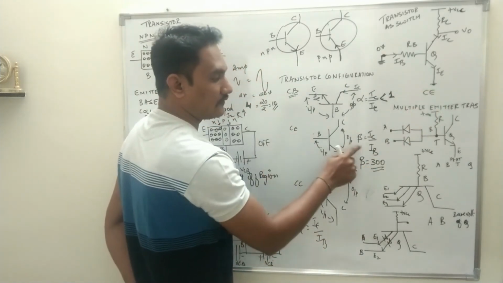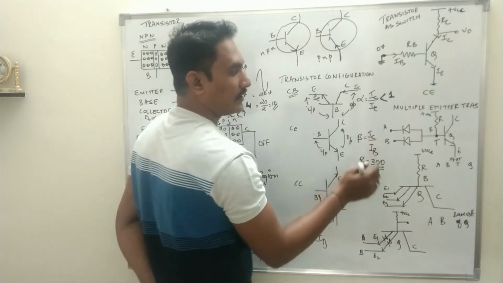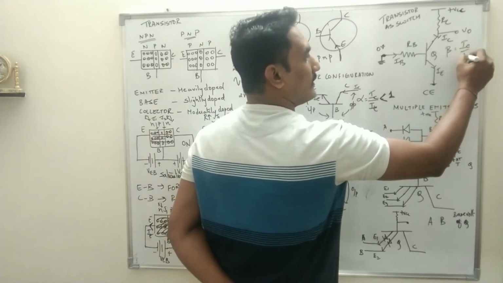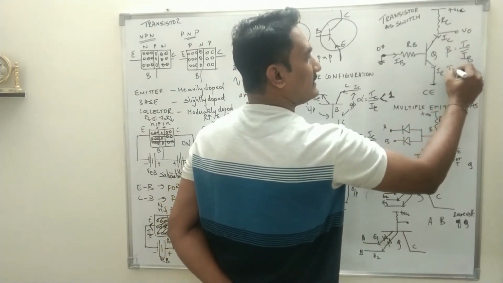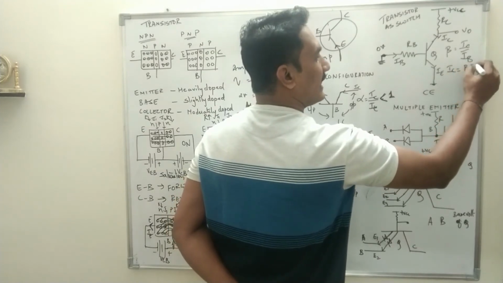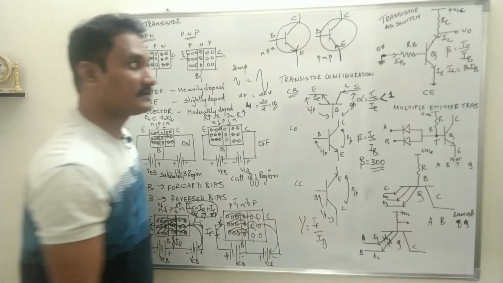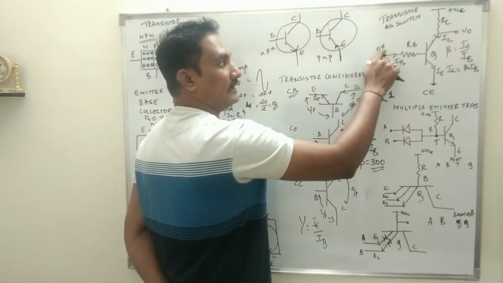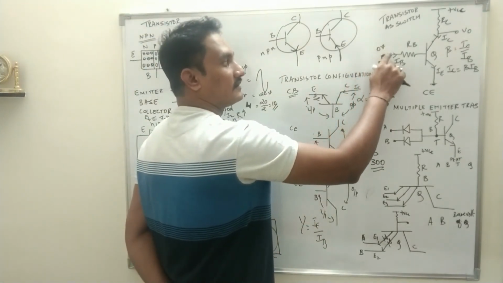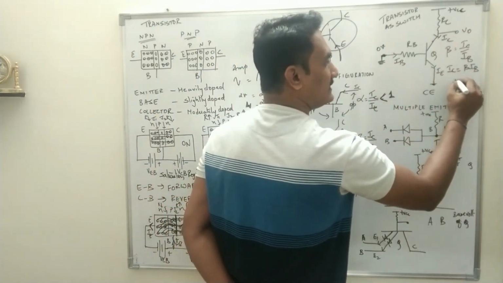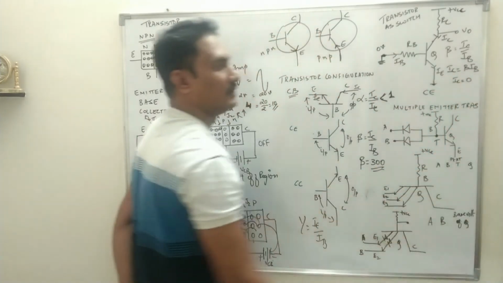In common emitter configuration, beta is IC upon IB. So can I write IC is equal to beta IB? One and the same thing. And as I said, when 0 volt is applied, the base current is 0. When the base current is 0, IC is 0.